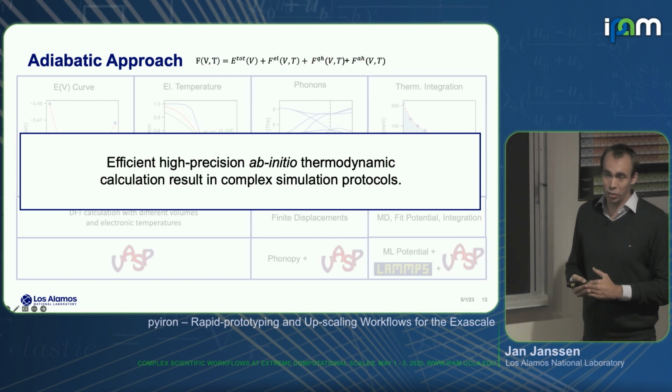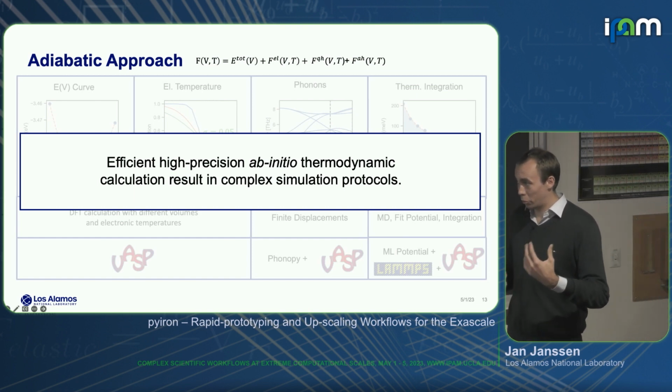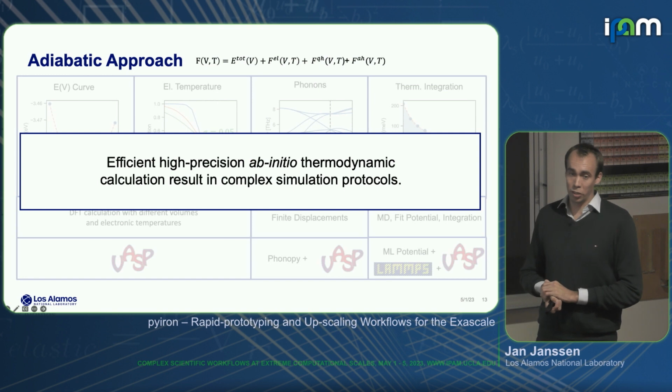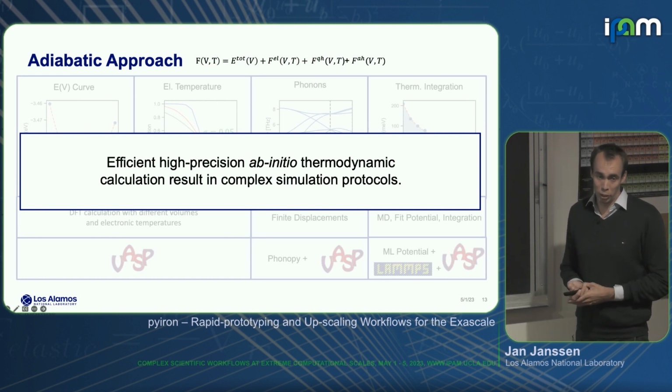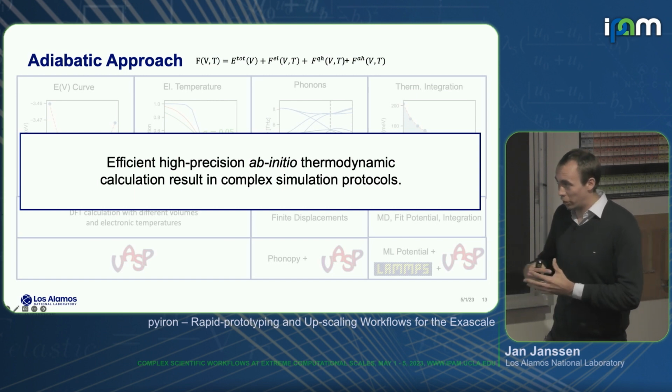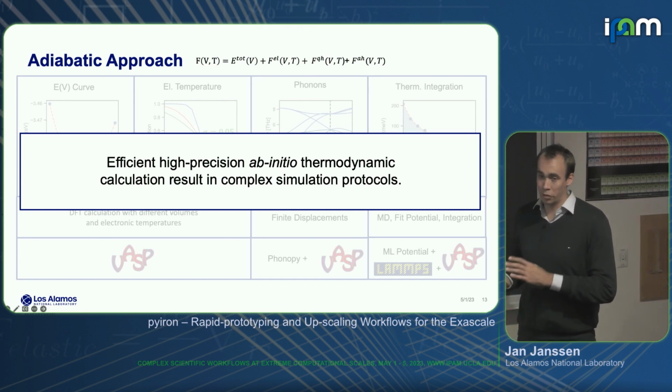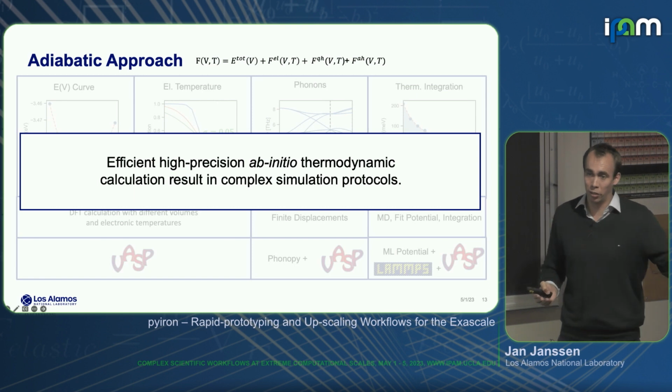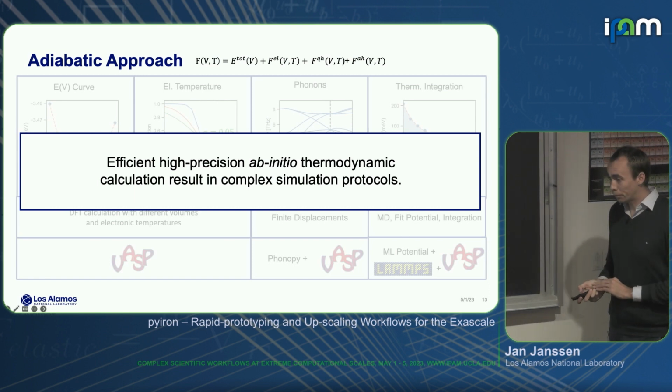And so the message here is to make it efficient, and we'll be able to run this over a large scale. This typically results in rather complex simulation protocols. And that really makes clear why we need tools like pyiron to address this complexity of the simulation protocols and run these kind of protocols at scale, iterating over the whole periodic table.